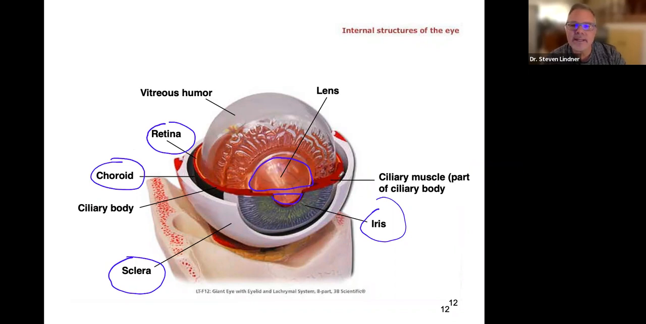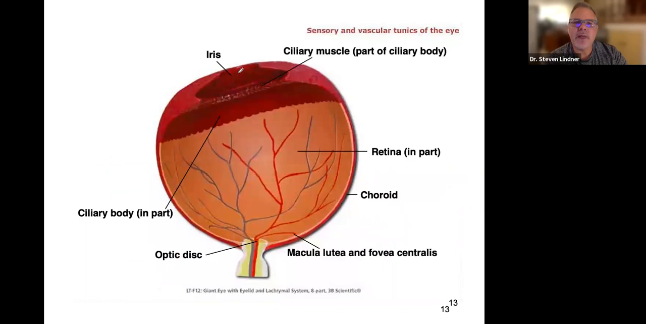What holds the lens in place is what's called the ciliary muscle, part of the ciliary body, and there are many extensions of this muscle that attach to the lens, right? So the lens would sit right in here. This opening is the pupil. Here's the ciliary muscle. And right in here, all of these little extensions coming out, that's all part of the ciliary muscle.